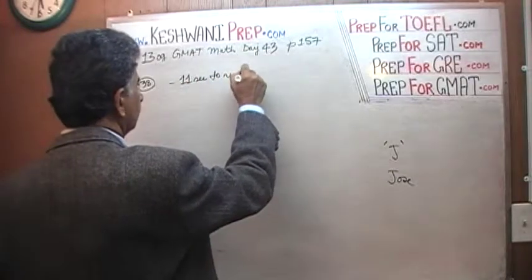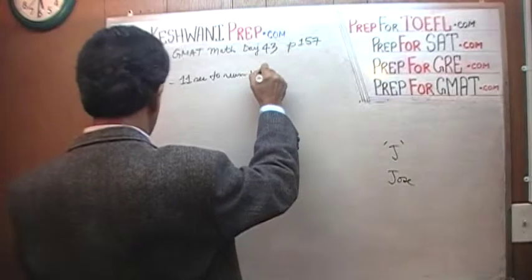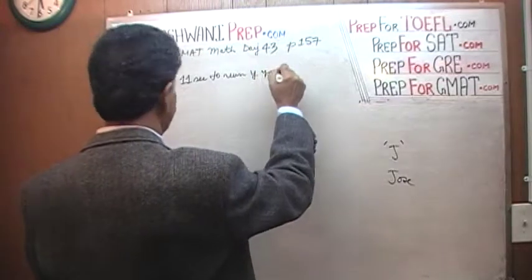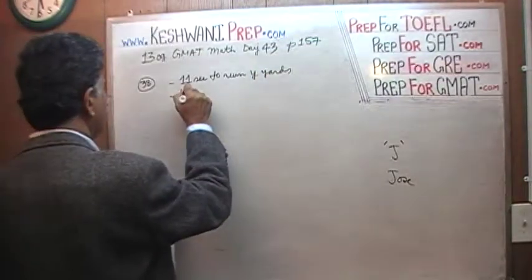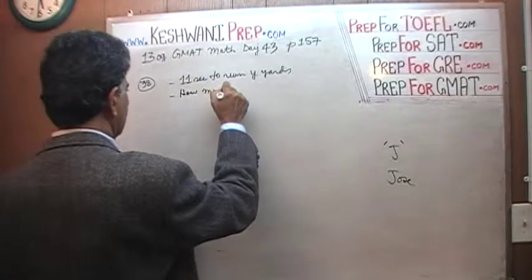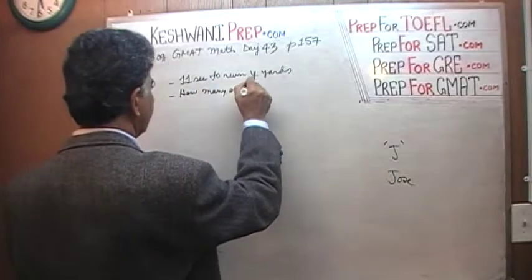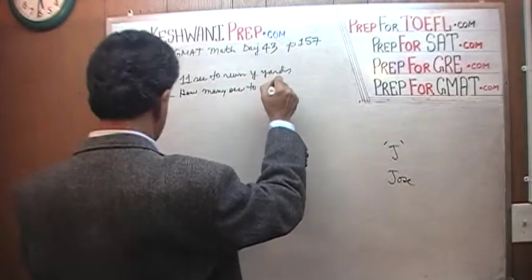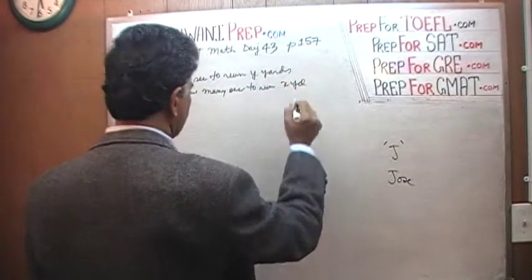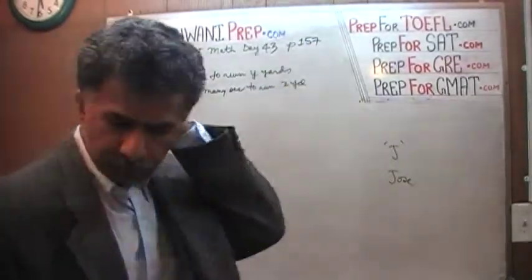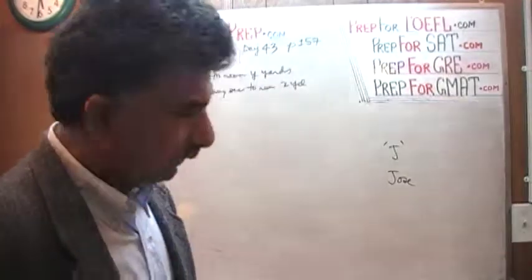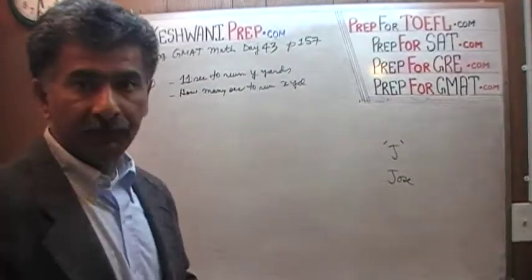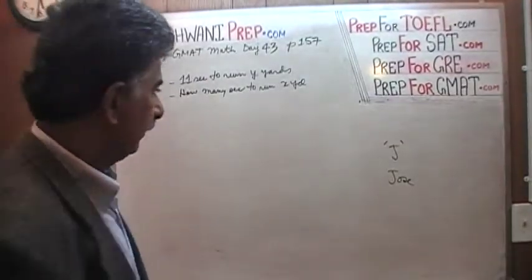Juan takes 11 seconds to run Y yards. The question simply is, how many seconds will it take to run X yards? He knows he can run Y yards in 11 seconds. Why doesn't he just stick with Y yards? Why does he have to run X yards?